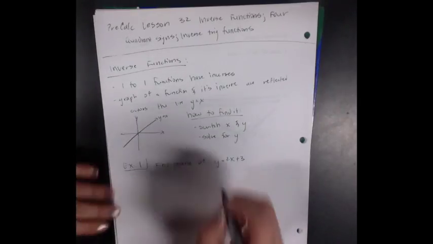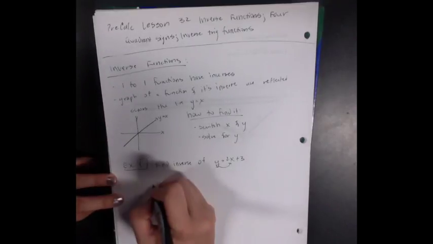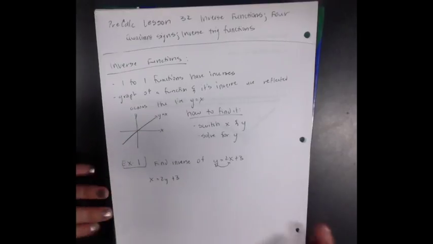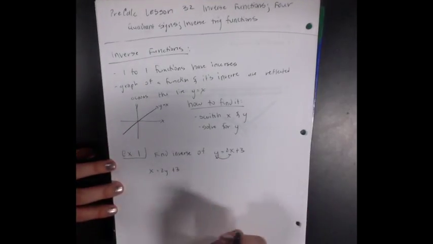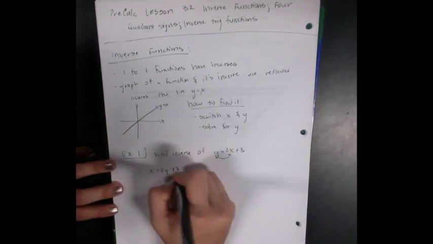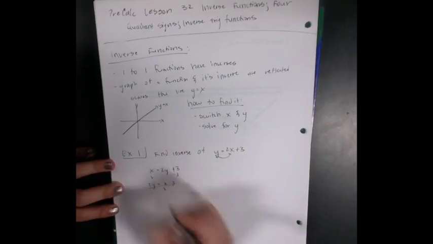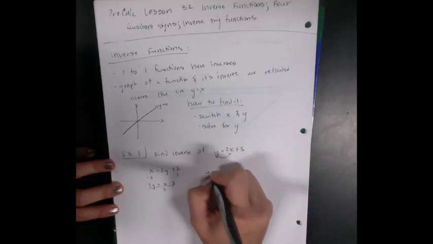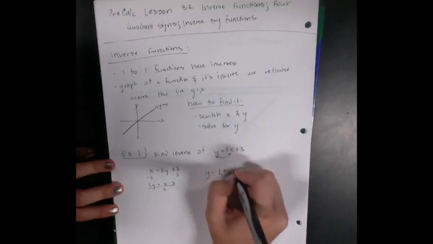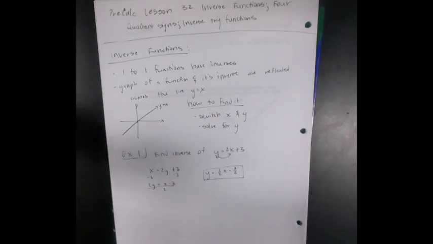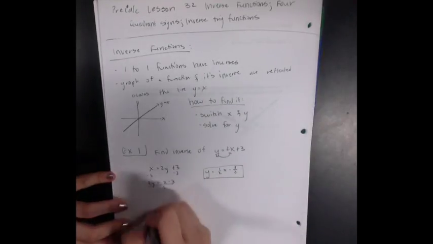So we switch our x and our y. So I'm going to have x equals 2y plus 3. And then I'm going to solve this for y. So I'm going to subtract 3 from both sides. So I get 2y is x minus 3. Divide everything by 2. So I get y is 1/2 x minus 3/2. That's my inverse.